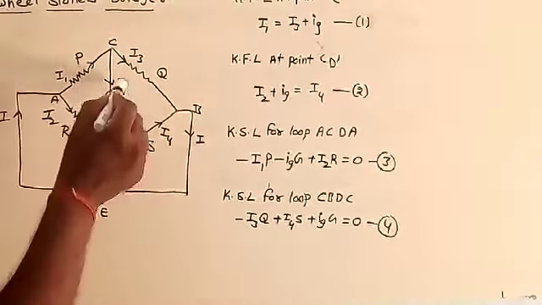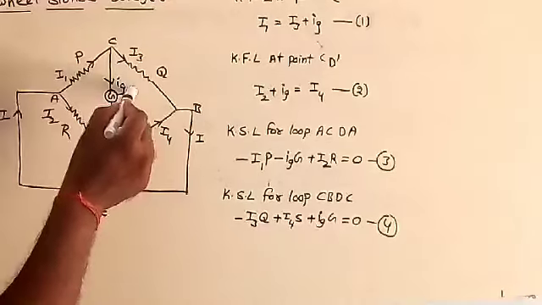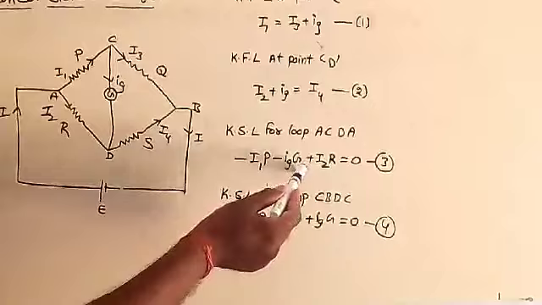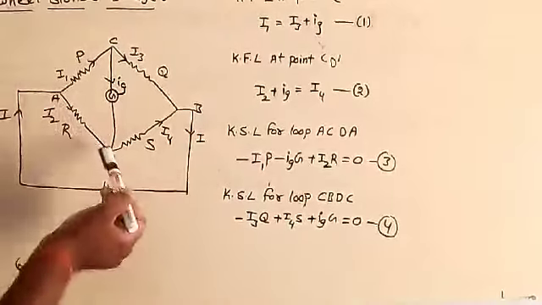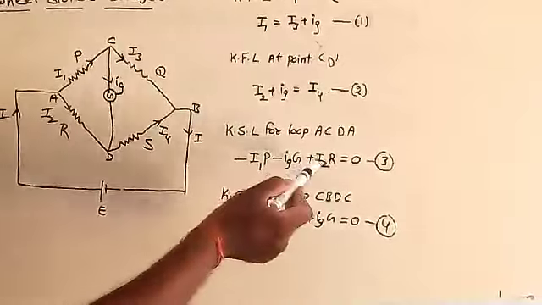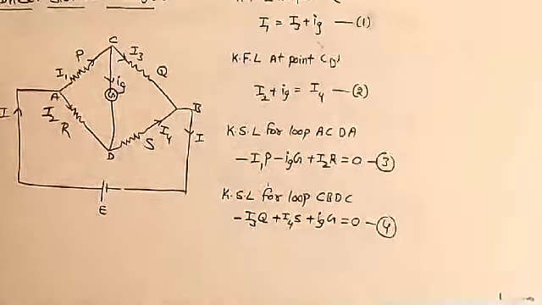Again from C to D, Ig is the current, G is the resistance. In the direction of current means you take minus IgG. Again D to A, you are traveling opposite to the direction of current. So that is the reason you take it as plus I2R equal to 0.